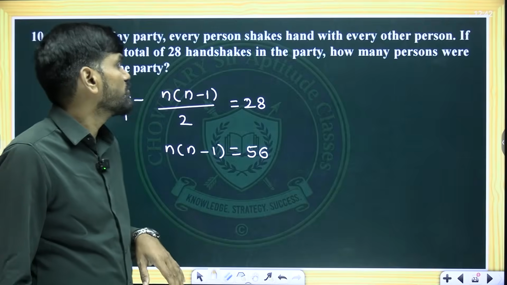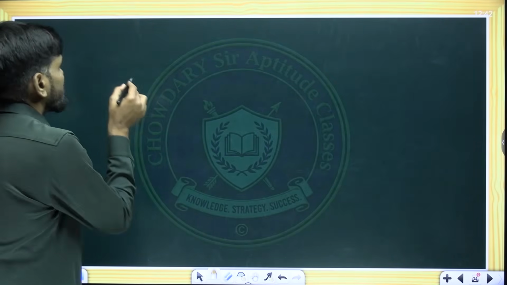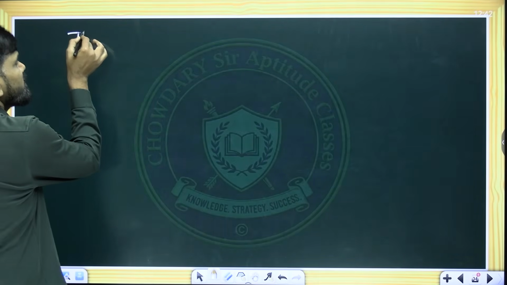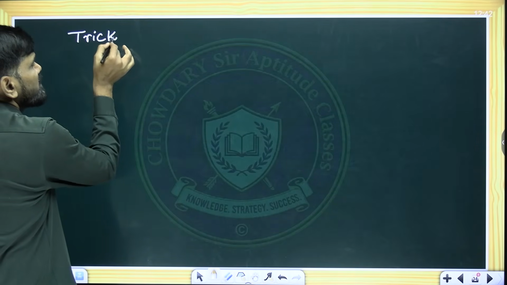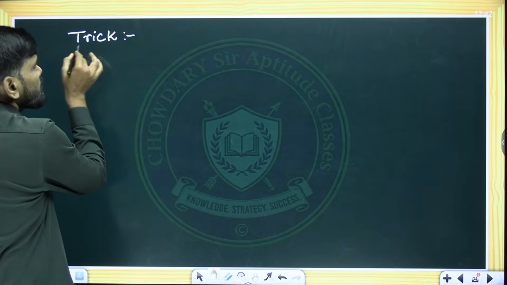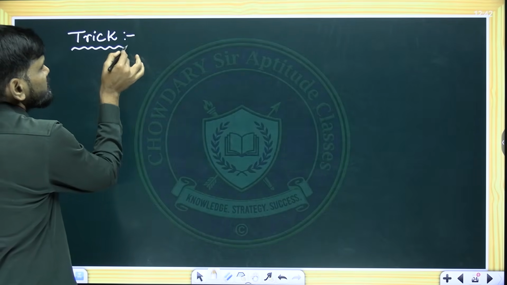Please keep in mind, whenever you come across the product of two consecutive natural numbers, to find the value of n, do not solve the equation. I'll tell you the trick here, the shortcut trick I am going to show you. This will help you in handling calculations in other chapters also.